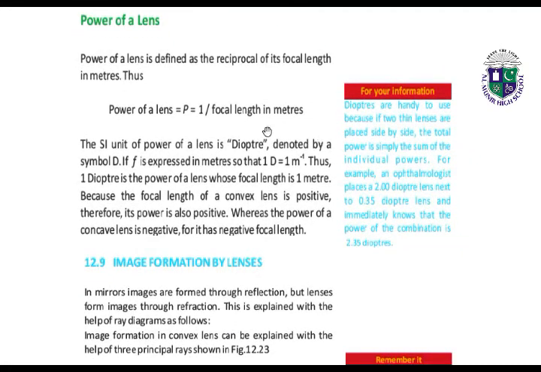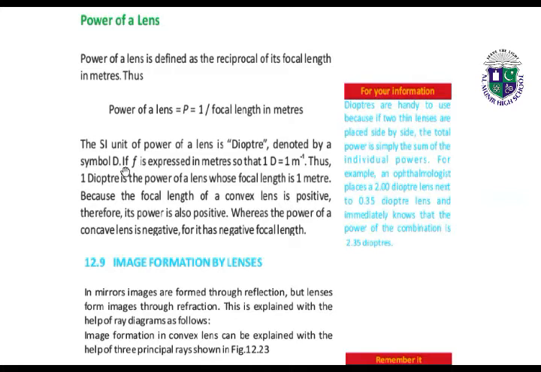Power of a lens. What is power of a lens? Power of a lens is defined as the reciprocal of its focal length. So power of lens P is equal to 1 over focal length in meters. So it is called the reciprocal of its focal length. The SI unit of power of lens is diopter, denoted by the symbol D.